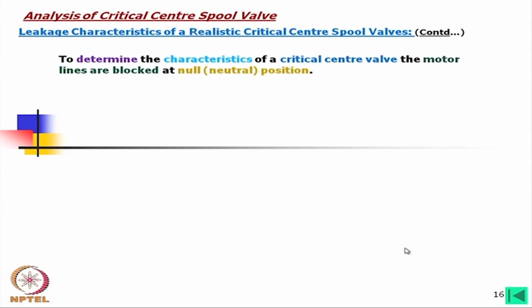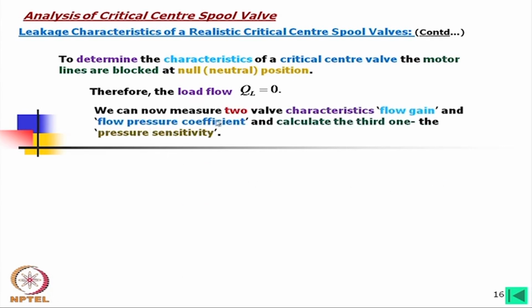To determine the characteristics of a critical center valve, the motor lines are blocked at null positions. So, what we do? We simply close the load line, we block this. That means load flow is trying to be initiated, but there is no load, it is away from the load. No load condition is different from block load. First of all we block the things and then we measure the leakages. Therefore, the load flow becomes 0.